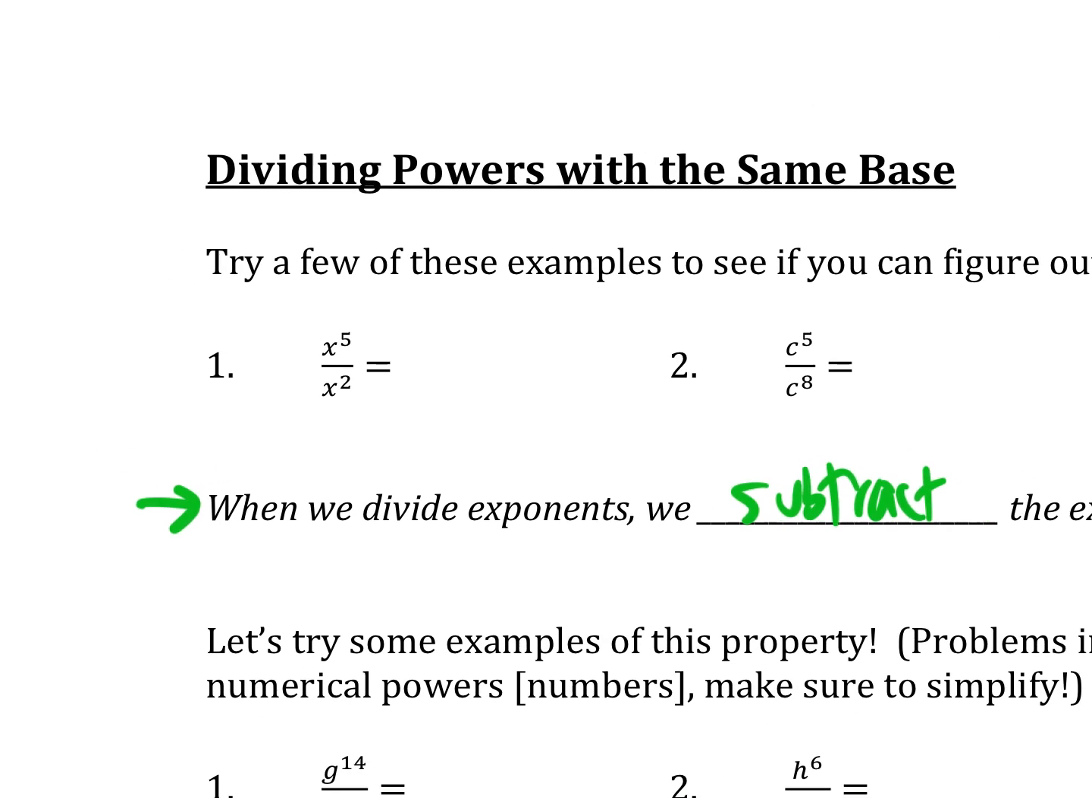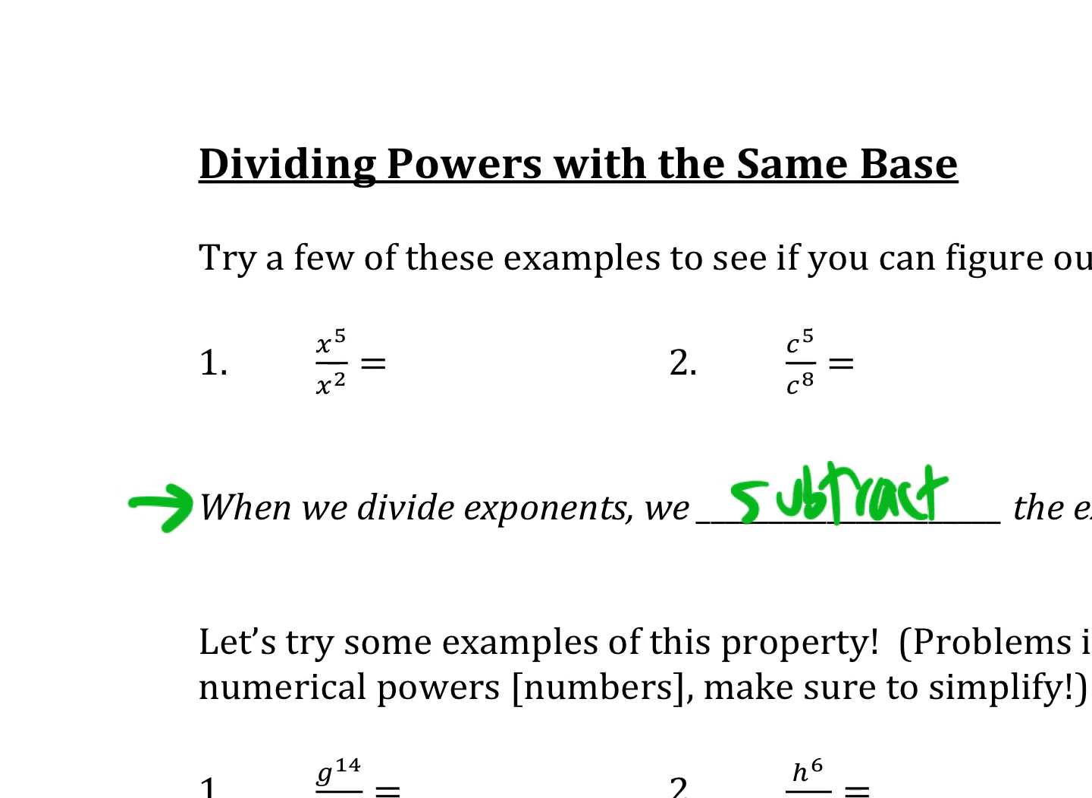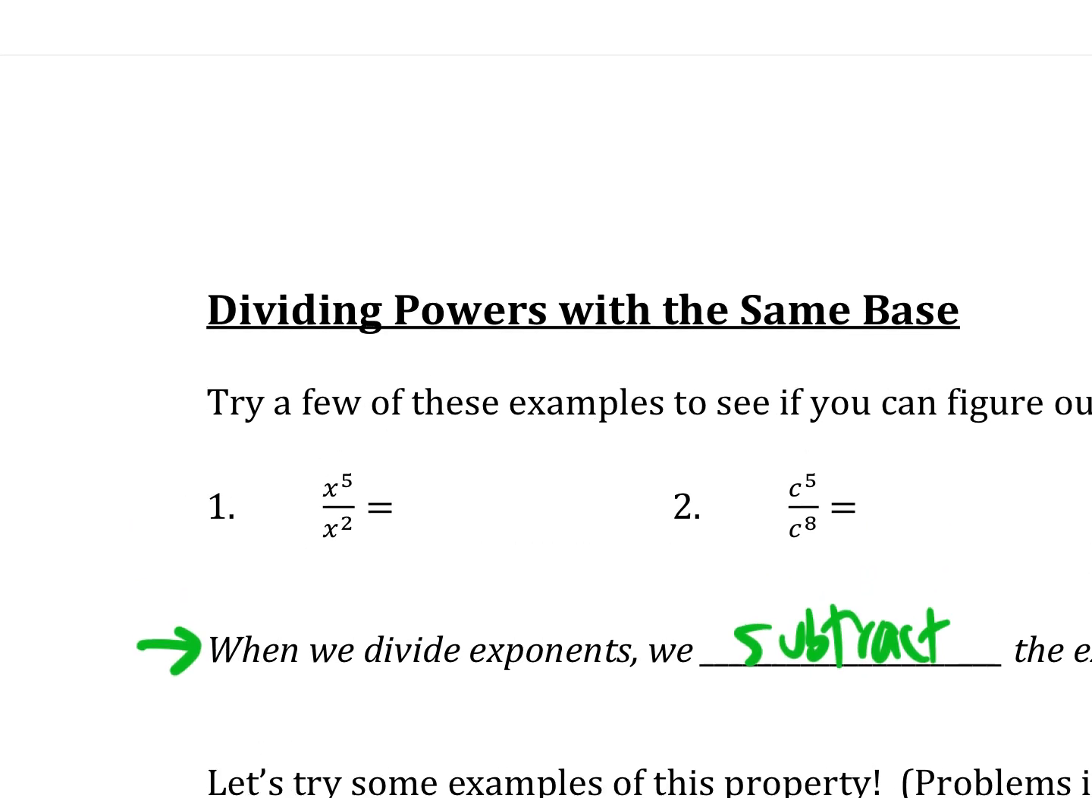All right, so with multiplication we did x to the second times x to the third equals x to the 2 plus 3, right?